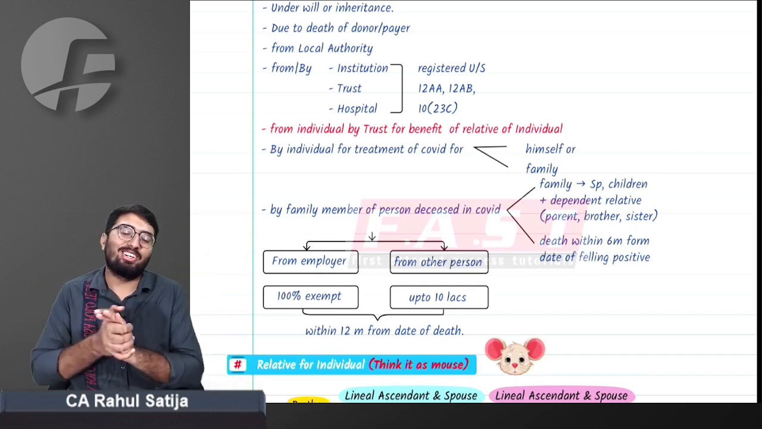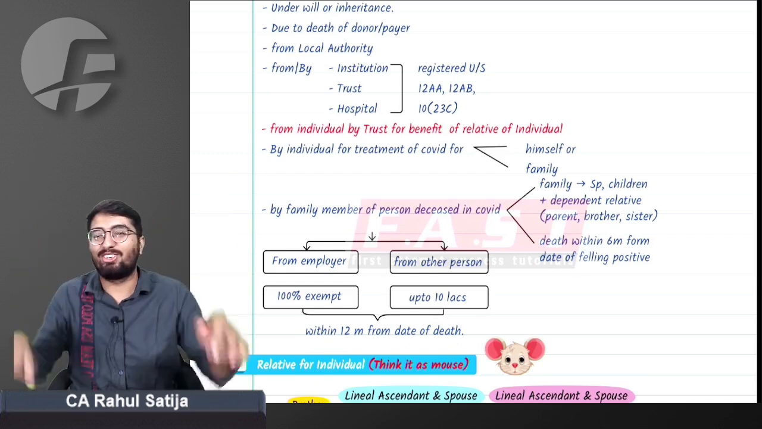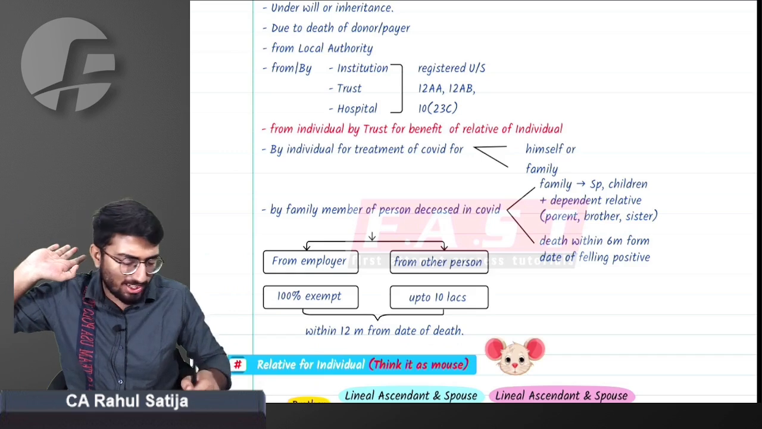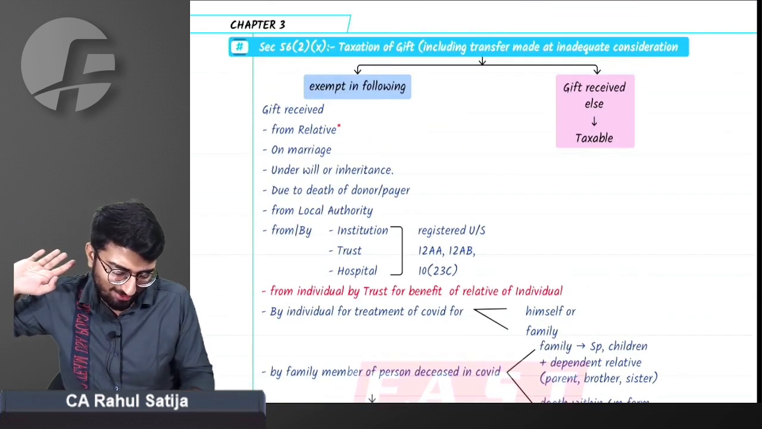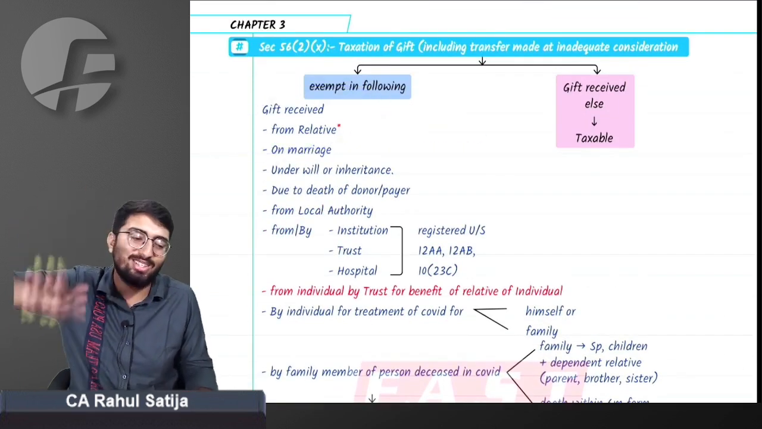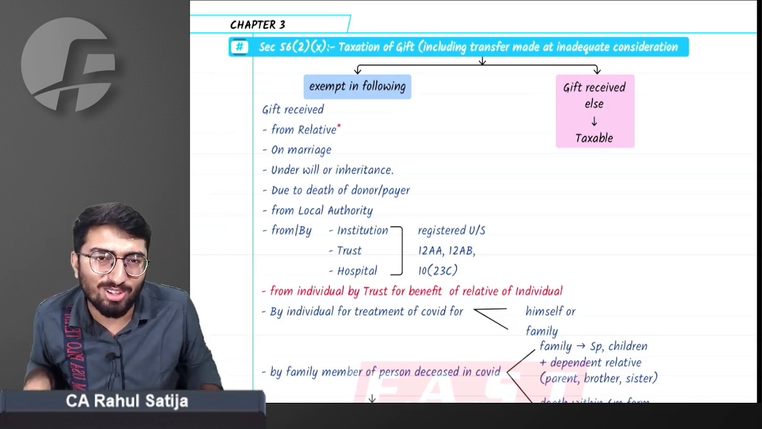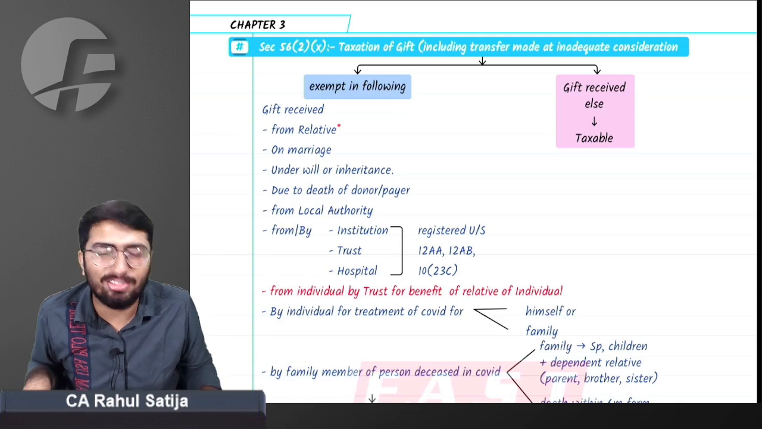Did you get this point or not? Yes, sir, we did understand what you are trying to say. Now there is only one question, sir. Just tell, what is meant by relative? You told these all gifts will be exempt. Gift from any relative will be exempt. What will be the meaning of relative here?